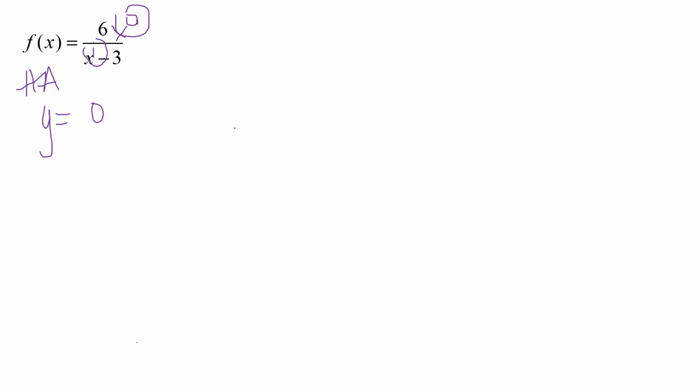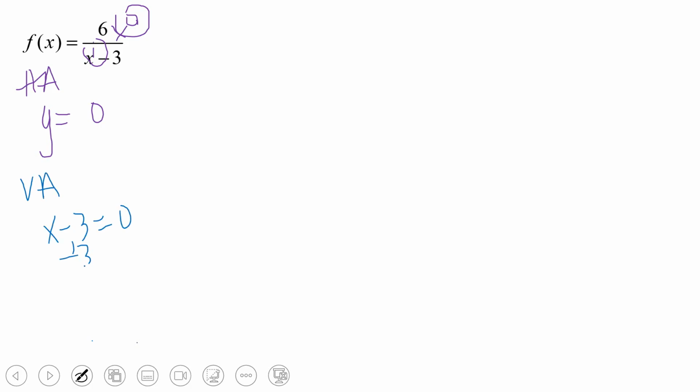Let's move on right now to the vertical asymptotes. So the vertical asymptote, by the way, when I look at this function, I'm not able to simplify it any further in order for me to reduce anything. So let's look at the vertical asymptote. I'm going to take the denominator, set it equal to 0, and solve, and I end up with x equals 3 being the equation of the vertical asymptote.